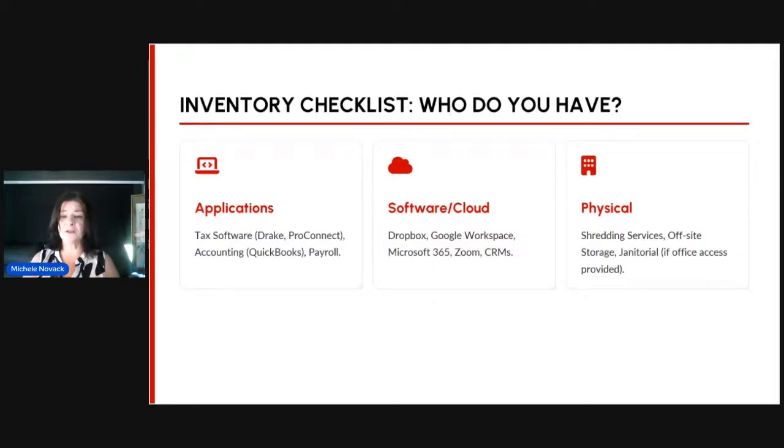Then we have the physical, the person who shreds your paperwork or cleans your office at night. Can they see? If the cleaning crew can see your tax returns on your desk, they are a physical vendor and they need to be on your list.